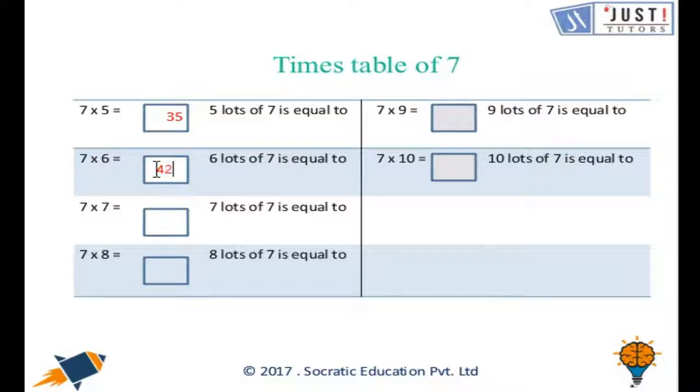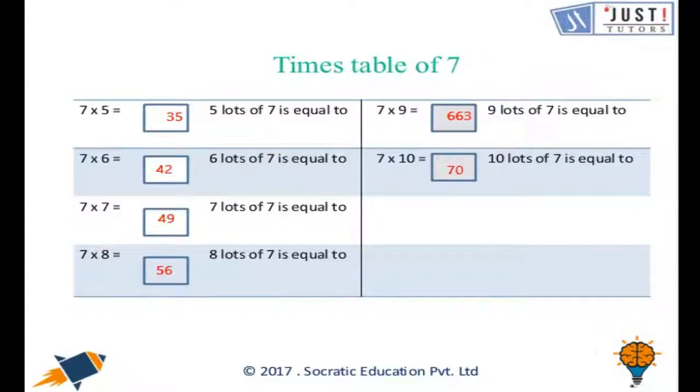You can see here that 6 times 7 or 7 times 6 will both be the same, 42, because it's just switching the numbers around. Now 7 times 7 will be equal to 49, and 7 times 8 will be equal to 56. Also 7 times 9 is 63, whereas 7 times 10 is 70.